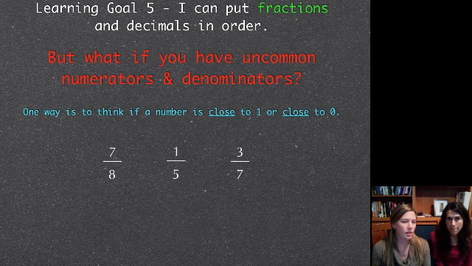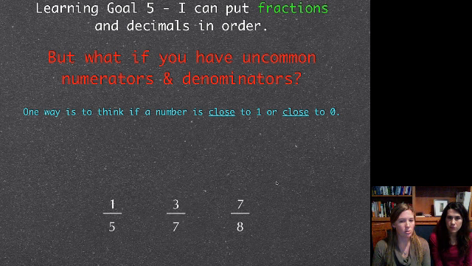So thinking out loud, 7/8 is pretty close to a whole. 1/5 is pretty close to 0. And 3/7, I don't really know exactly what that's equivalent to, but it's somewhere in the middle. So 1/5 is definitely the smallest, and 7/8 is definitely the biggest. And even without knowing what 3/7 equaled, I know it's in the middle somewhere.